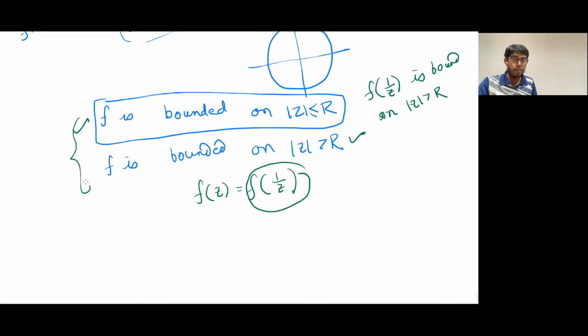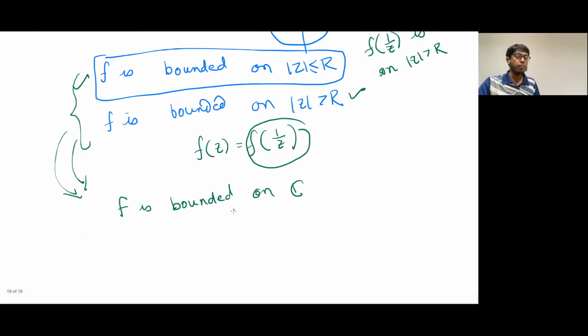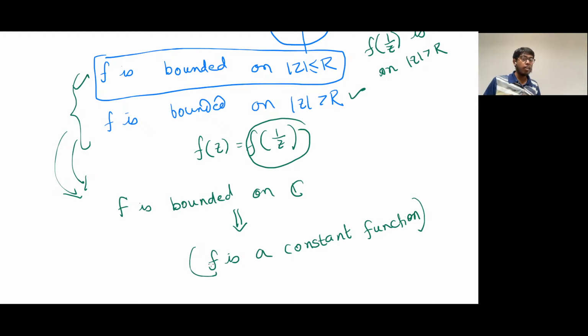Combining these two, f is bounded on the whole of C. Now we got a bounded function. f was an entire function, so entire and bounded implies constant. So f is a constant function. Is it clear to everyone how I proved the boundedness here, because we are given mod z and z and 1 by z?